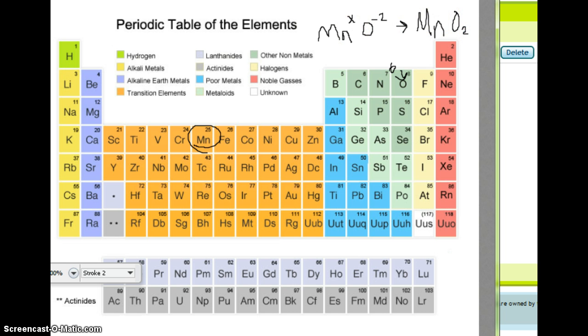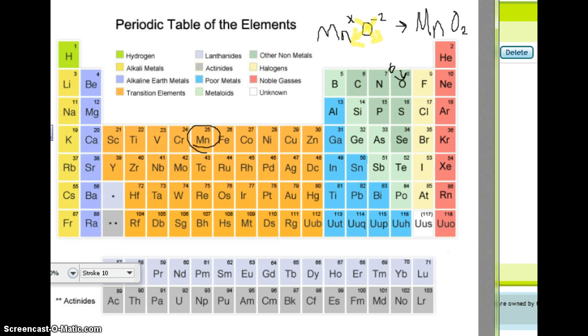Okay, so you guys remember how we cross multiplied? Basically, the 2 goes down there, the x goes down there. Originally you would think, oh, the Mn should have a charge of 2. But it doesn't. It has a charge of 1. So that tells us that it's been reduced.